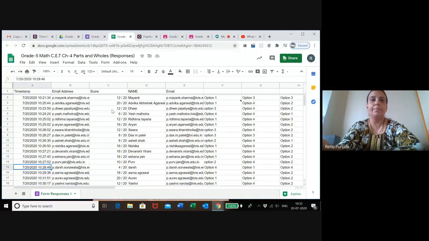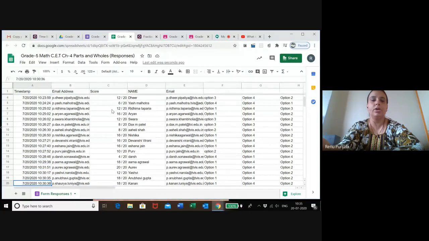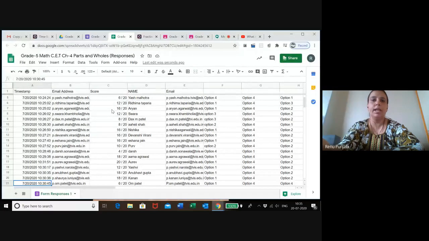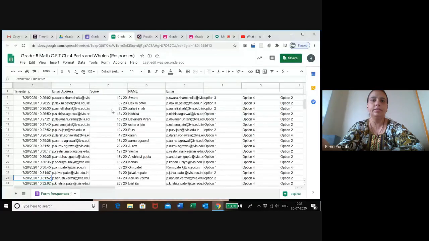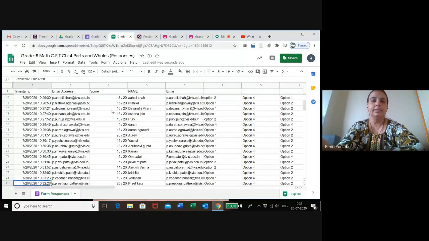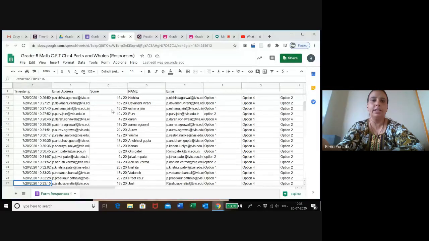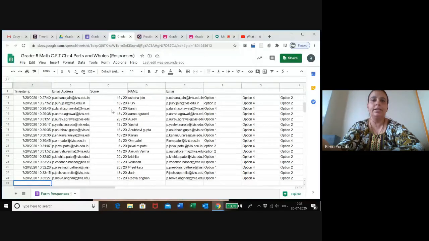Darsh 4. Darsh, what happened? Not paying attention at all in the class. Arna Agarwal 18. Aurav 20. Yashvi 12. Anubhavi 18. Kanan 18. Very good, Kanan. Om Patel 6 only. Jaiwal 6. Arush 14. Krishita 20. Vedansh 18. Preet 20. Jash 18. Riva 16.